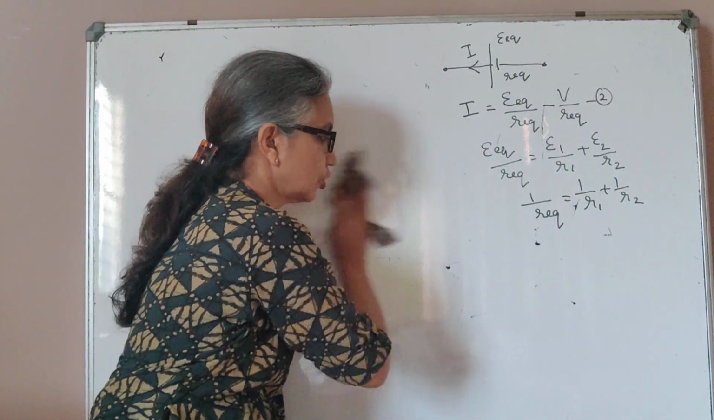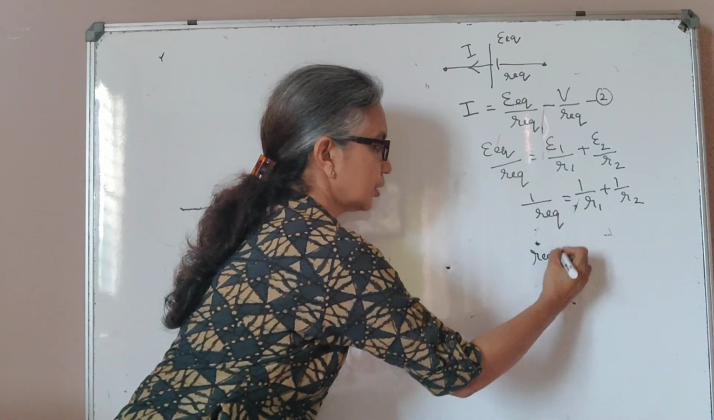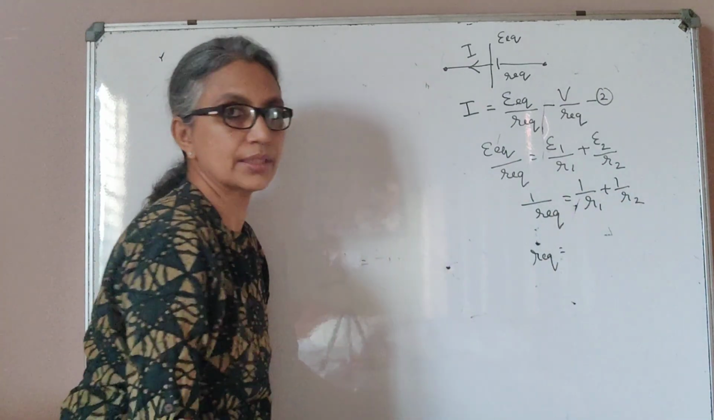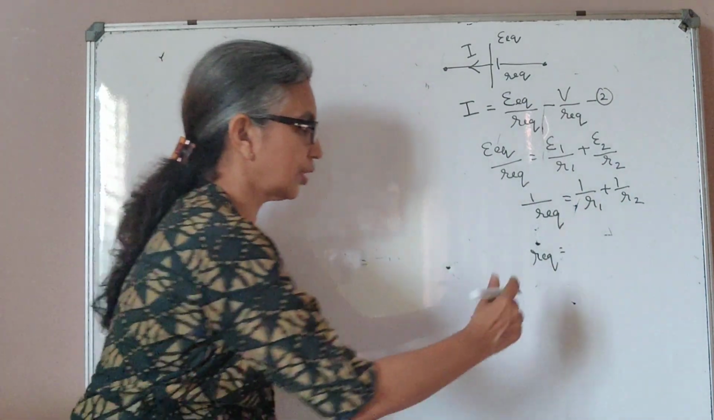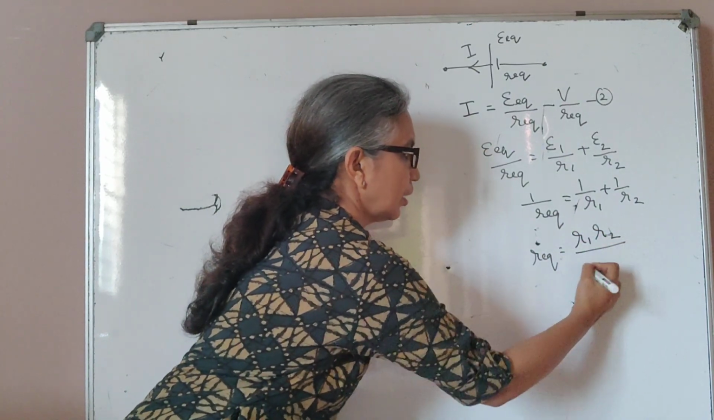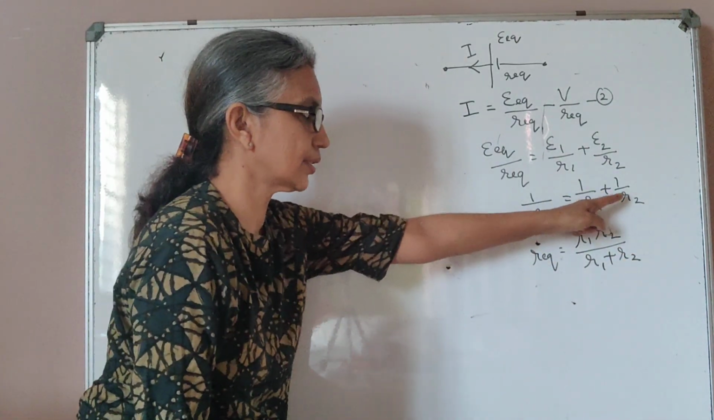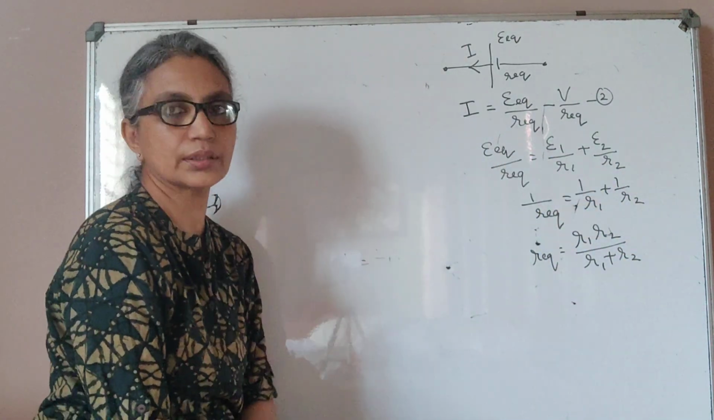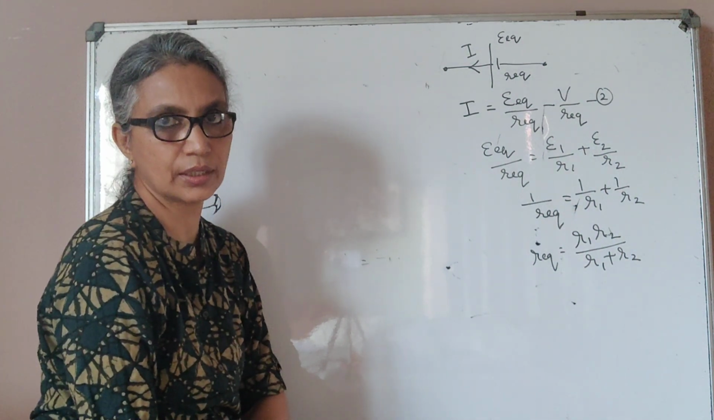Now from here, you will see R equivalent. So this is R equivalent. 1 by R equivalent, if I take the LCM, will be R2 plus R1 by R1 R2. So I may write R equivalent is R1 R2 by R1 plus R2. By taking the LCM and inversing it, you will get R equivalent equal to R1 R2 by R1 plus R2.